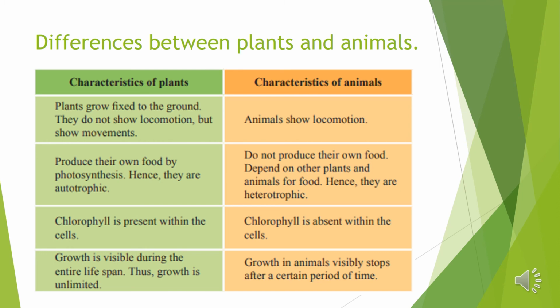And the growth is visible during the entire lifespan. Thus the growth is unlimited. Okay, this is important, because plants have the ability to grow throughout their whole lifespan. Till they die, they grow. Therefore, their growth is unlimited. But when you talk about animals, their growth is limited. They grow for a limited period of time, and they stop growing at a certain point. So animals have limited growth.